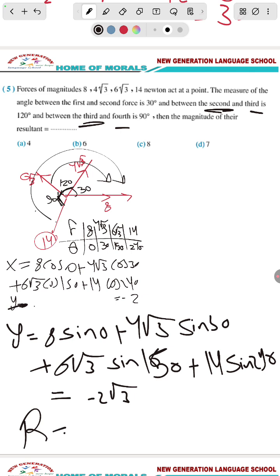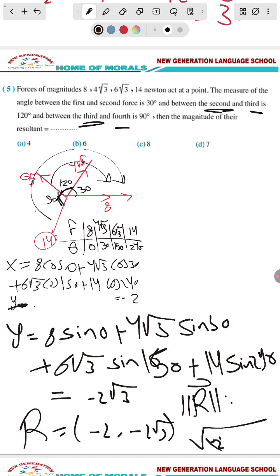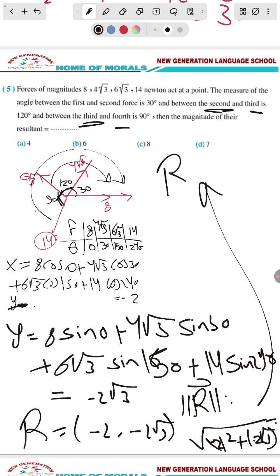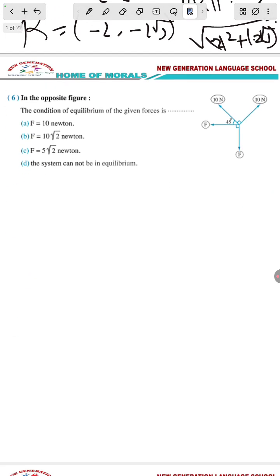Then the resultant it will be at x is -2 and at y is -2 root 3. So the norm of resultant is equal root of (-2) power 2 plus (-2 root 3) power 2. By using calculator it will be 4. So the resultant it will be 4.